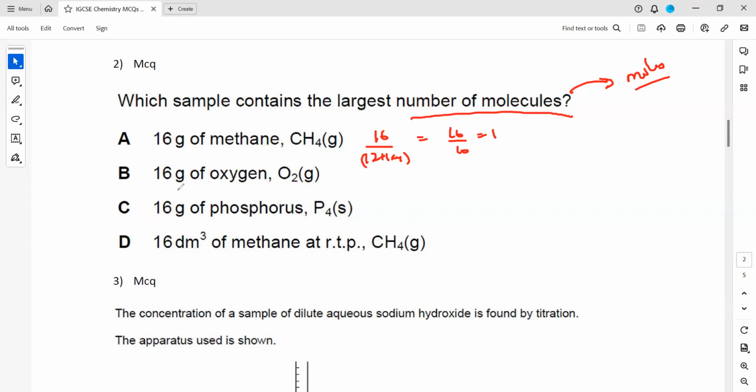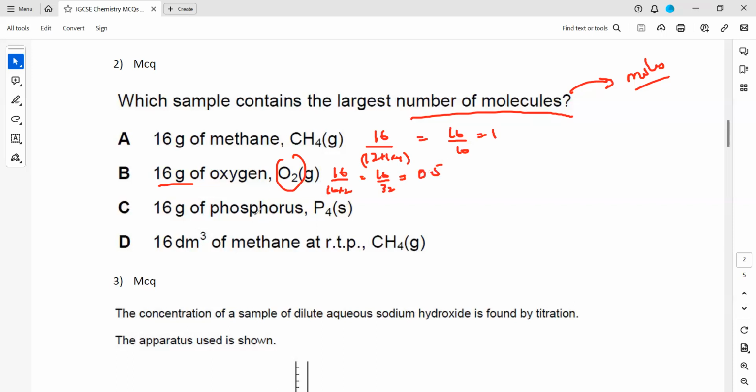What about oxygen? How to work out the moles of oxygen? We have the mass, which is 16. What about the molar mass of oxygen? It's O2, so it will be 16 multiplied by 2, which is 32. So 16 divided by 32 will be equal to 0.5 moles.